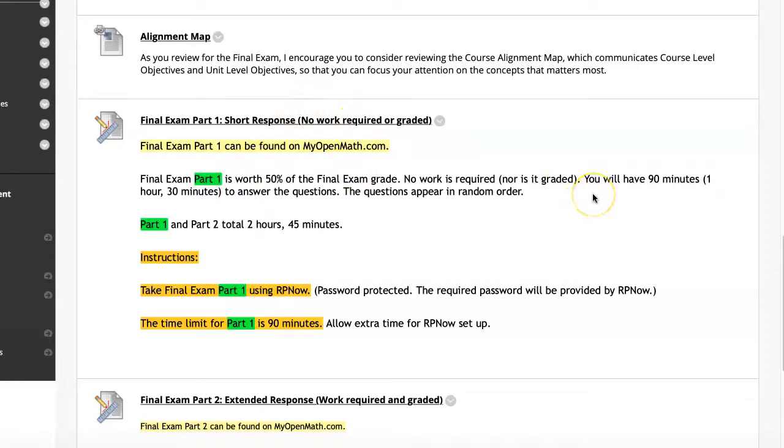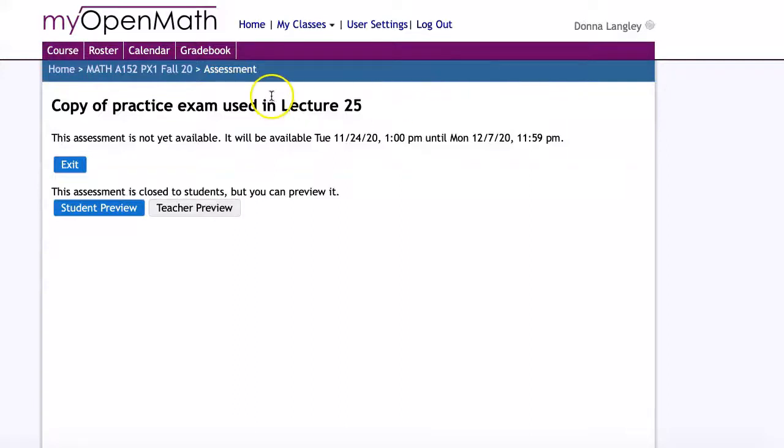You will have 90 minutes to answer the questions, and this is very important. The questions appear in random order. Now, as we go through this practice version, the questions will not be in random order. Instead, we'll be looking at a particular copy that will be available for all of you to look at, where the questions are not randomized and everybody will have access to the same version of the questions that I have.